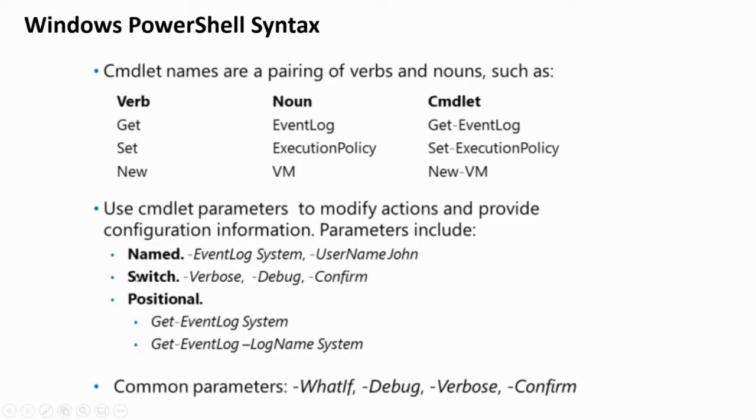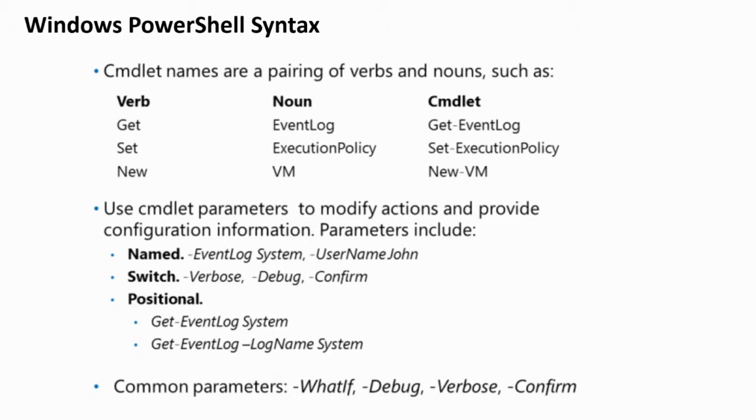Parameters, for example, include the name, for example, event log System; username, for example, John; or a switch, for example, verbose, debug, confirm. Optionally, one or more parameters can be used with the cmdlet to modify its behavior or specify settings. Parameters that are common to many cmdlets include options to test the action of the cmdlet or to generate verbose information about the execution of the cmdlet.